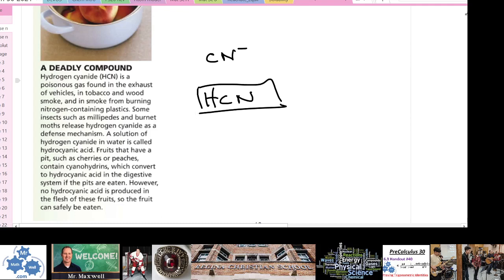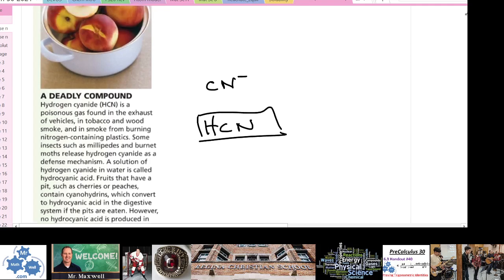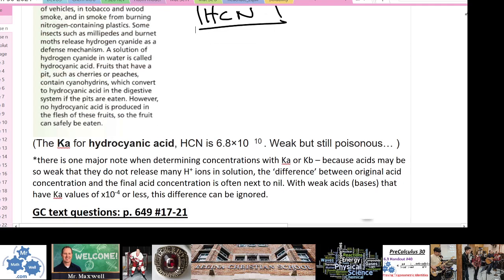I don't know. If you eat a pit and you actually have it in your stomach, it starts to produce a poisonous gas, and I guess if you eat enough pits, you might be done. So what's the takeaway here? The Ka for hydrocyanic acid is 6.8 times 10 to the negative 10. So it is a weak acid, but it's still not good for you.